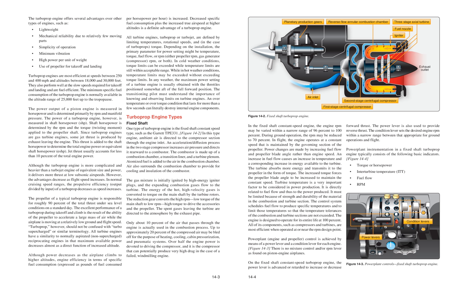Fixed shaft turboprop engine. In the fixed shaft constant speed engine, the engine RPM may be varied within a narrow range of 96% to 100%. During ground operation, the RPM may be reduced to 70%. In flight, the engine operates at a constant speed that is maintained by the governing section of the propeller. Power changes are made by increasing fuel flow and propeller blade angle rather than engine speed.